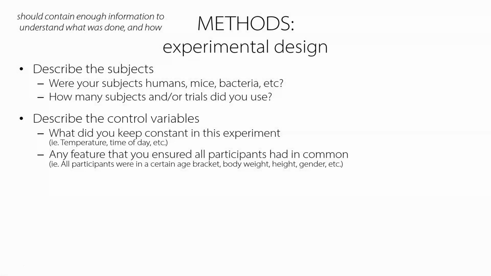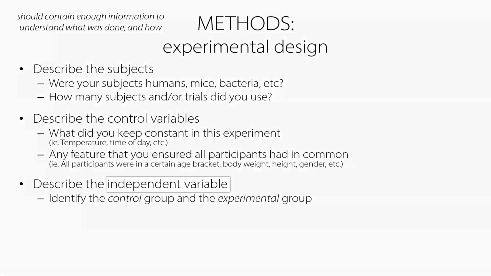Next, describe your control variables. These are the things that you intentionally kept constant in your experiment. You may have conducted the experiment at a specific constant temperature or at a specific time of day. You may have controlled for features in your participants. Maybe you only used participants in a certain age bracket or a certain body weight or height or gender or something else.